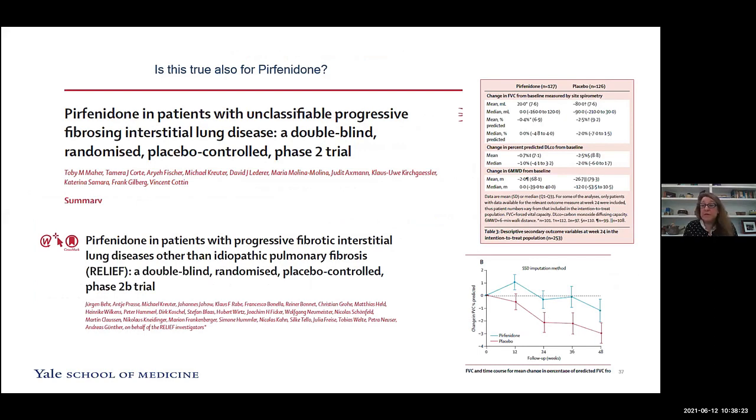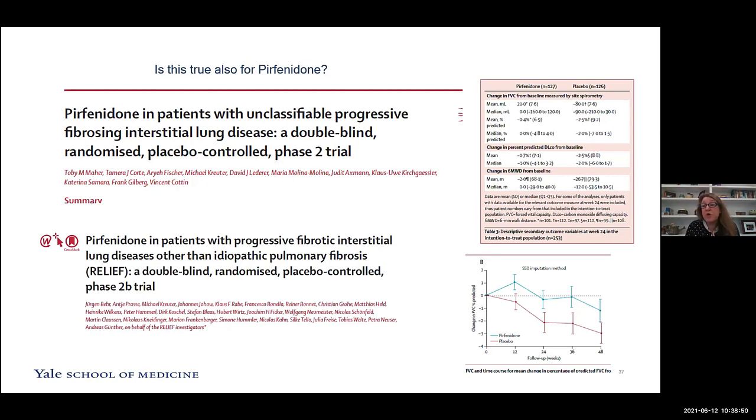Pirfenidone has also been looked at for progressive fibrosis, and we think it probably works. Unfortunately, these 2 studies were marred by difficulties with their actual setup. For example, the first trial had to be closed because they didn't recruit enough patients, which is a major issue, and one of the reasons we're encouraging participation to try to get answers to these questions.